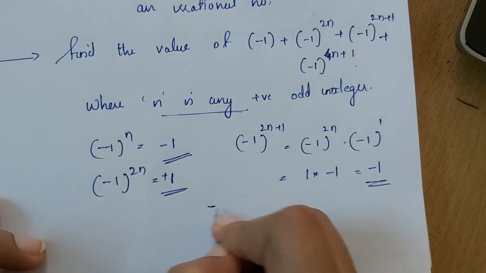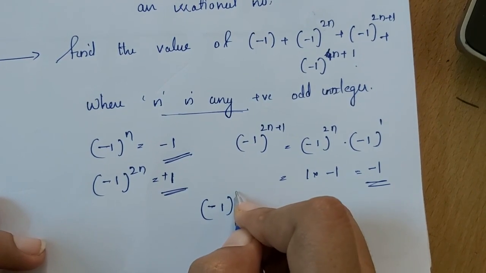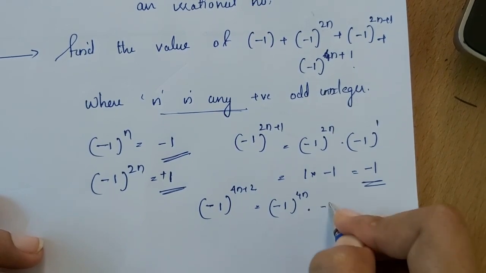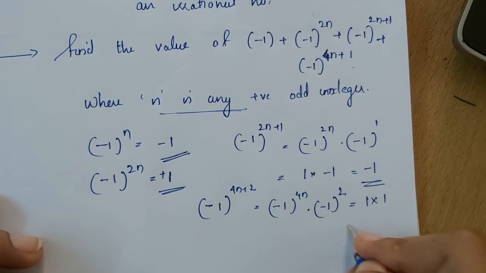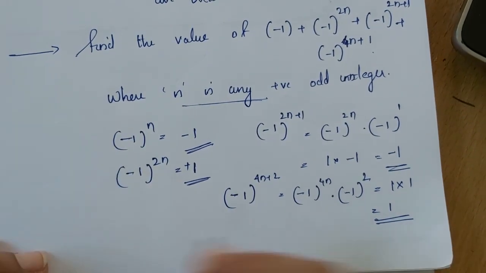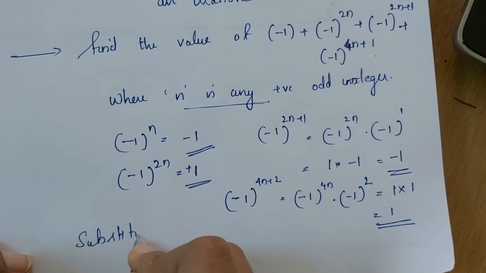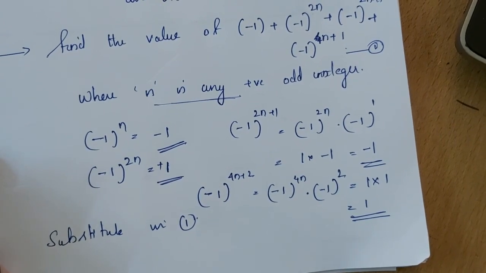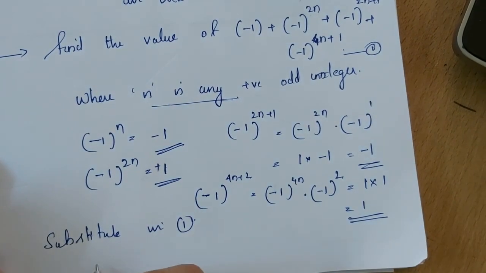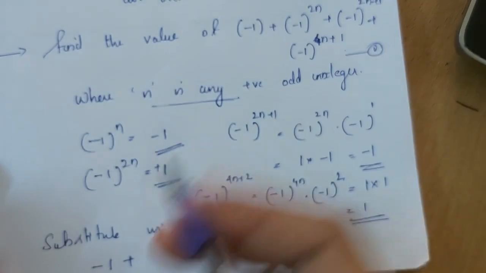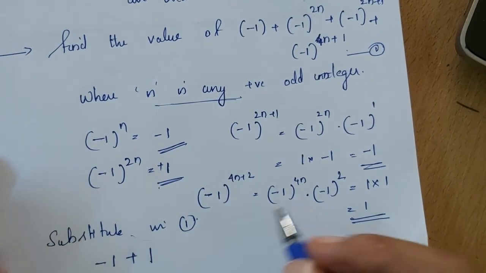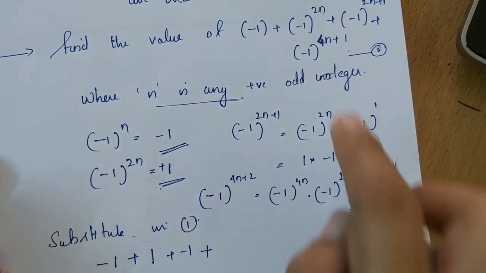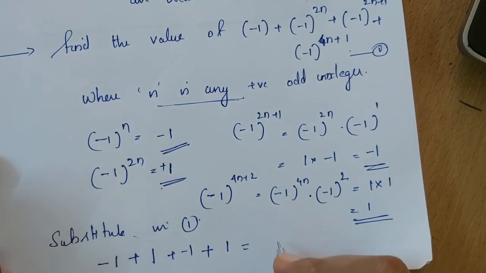And the last case, (-1)^(4n+2) is equal to (-1)^(4n) into (-1)^2, which is equal to 1 into 1, which is equal to 1. When we substitute in the equation, we will get -1 plus 1, minus 1 plus 1, which gives the value 0.